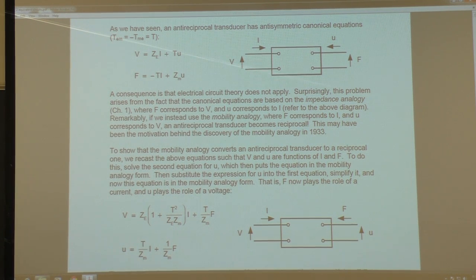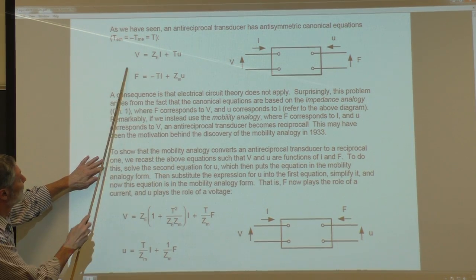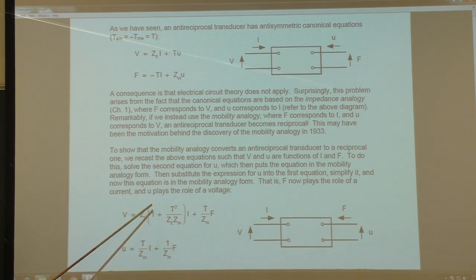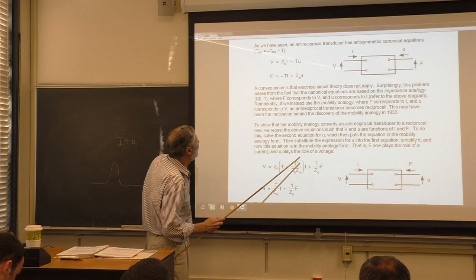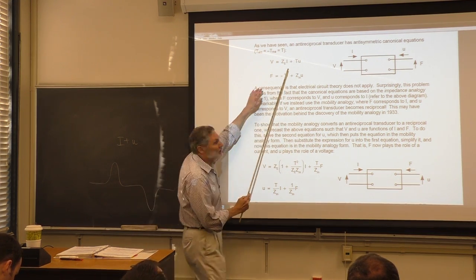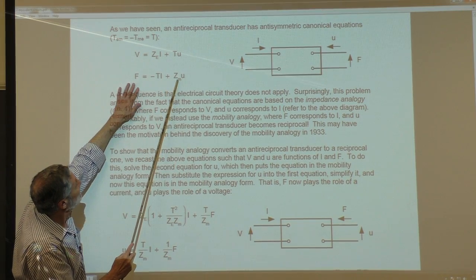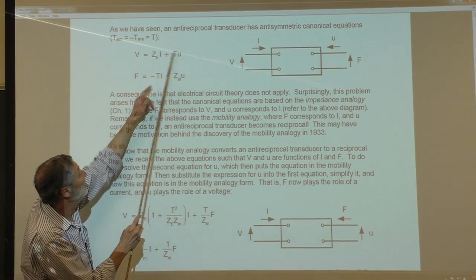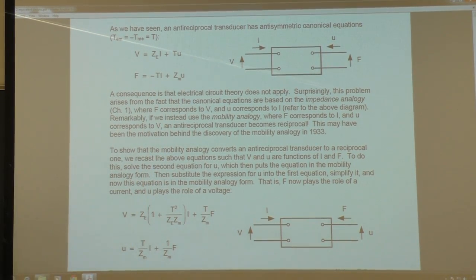So this is actually very easy to do. You can actually do it in your head if you want to. I'll just state it here. To do this, we start with this, with the anti-reciprocal case. And now we need to go to I and F. So I've got to get rid of this U. Can you see how to do that? I solved the second equation for U, that's in terms of I and F. I put that in here, and then I'm going to have the right-hand side as a function of I and F. And this is what you get when you do that.